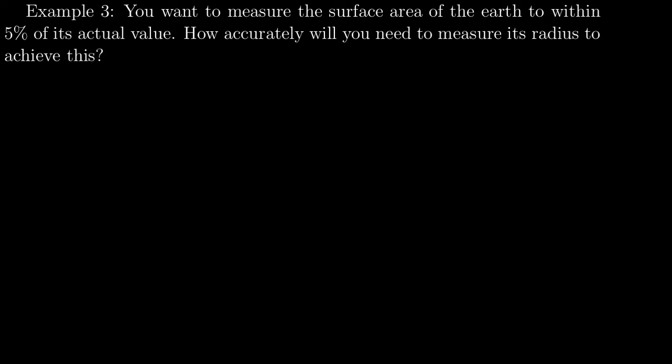All right, final example. And this is one where I can't necessarily just plug in some values because I don't actually have the size that I'm looking for. I just know how accurately I can measure it. So you want to measure the surface area of the Earth to within 5% of its actual value. How accurately will you need to measure its radius to achieve this? So I want to measure the surface area, so how far off the area is to within 5% of its actual value. So that's 5% of the area.